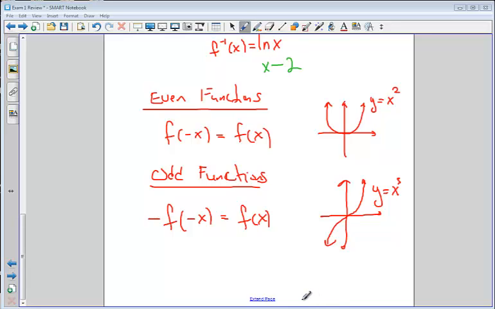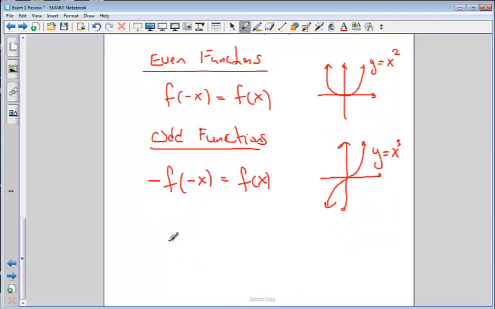Now we can do all kinds of things with these, like we can make up a function like f of x equals, let's say, absolute value of x divided by x. And we can ask this question: is it even or odd, or is it neither? Most functions are neither even nor odd.